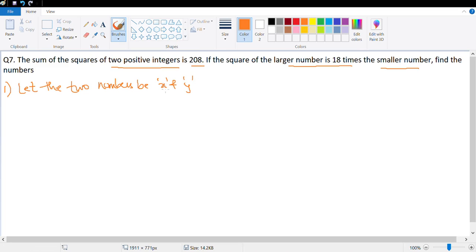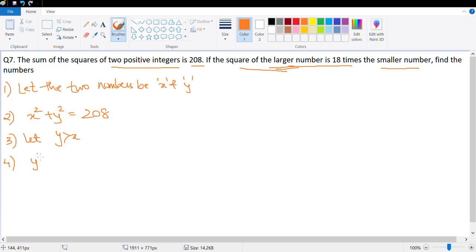Since there's no relation given between x and y immediately, we are having to assume two separate numbers. The sum of whose squares is 208, which means what's given is x squared plus y squared is equal to 208. That's the first line. Done. If the square of the larger number is 18 times the smaller number, we need to do an assumption. Number 3, let y be more than x, which means the square of the larger number.